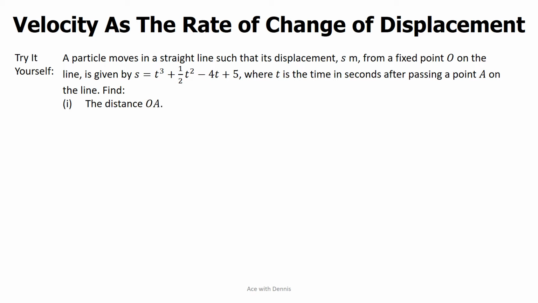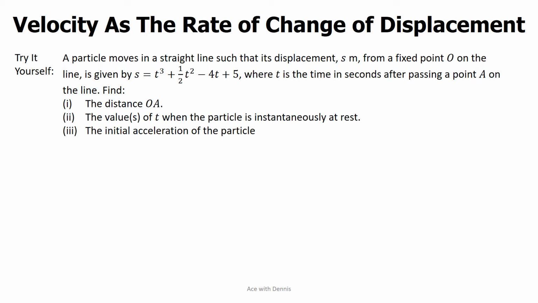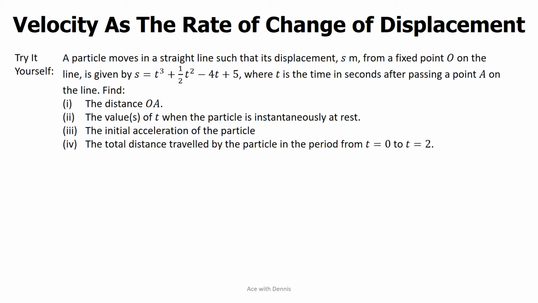Find 1. The distance OA. 2. The values of t when the particle is instantaneously at rest. 3. The initial acceleration of the particle. 4. The total distance traveled by the particle in the period from t equals 0 to t equals 2. You can pause the video and try to solve it yourself.